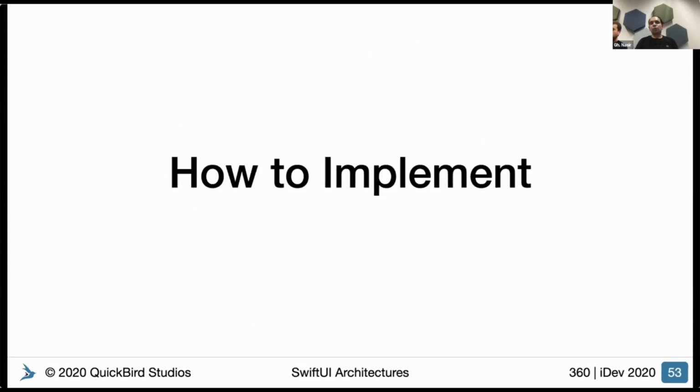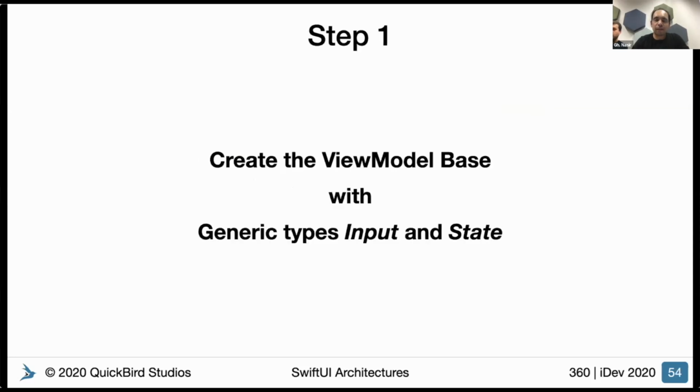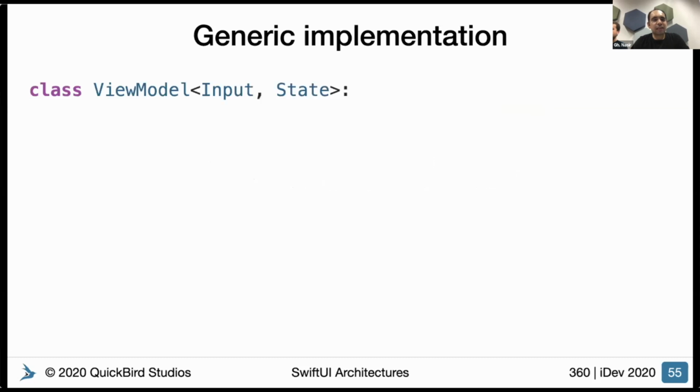So now let's quickly go through how we can think of implementing this. The first step is that, for a reason that I will explain while coding, we create a view model base with two generic types, input and state. As I discussed in the previous slide, the view model has an input as well as a state. So we define a base view model with an input and a state, like so. And it's an observable object because the view would like to listen to any changes on the view model.